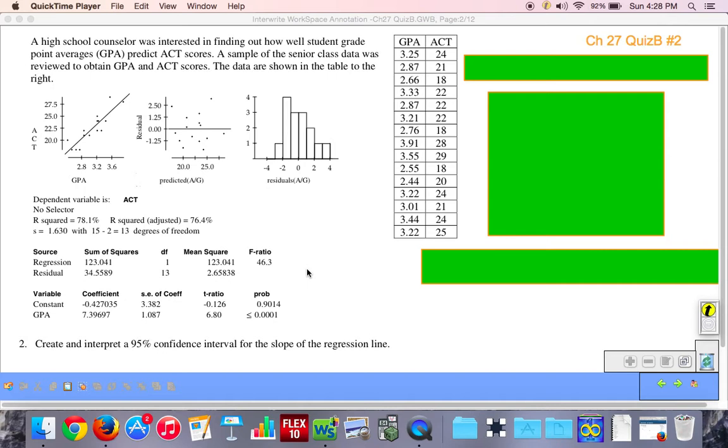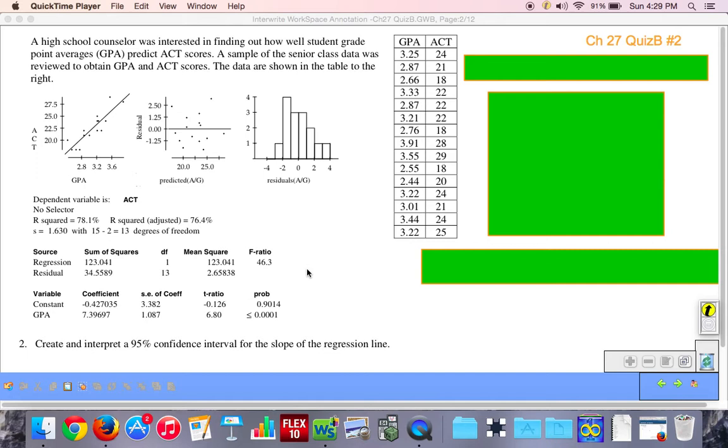A high school counselor was interested in finding out how well student grade point averages predict ACT scores. A sample of the senior class data was reviewed to obtain GPA and ACT scores. The data are shown in the table to the right. And clearly you see the table at the right.